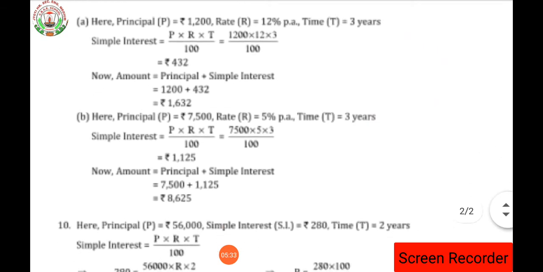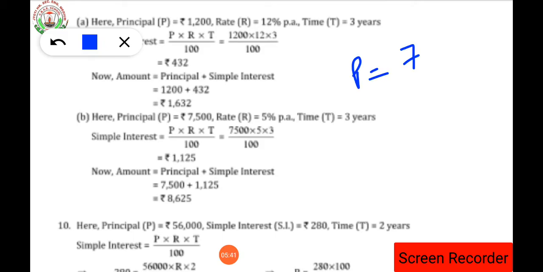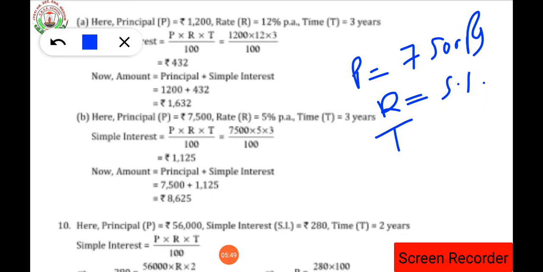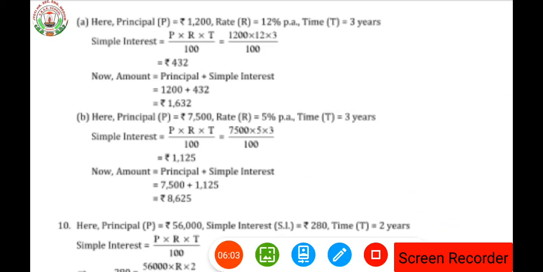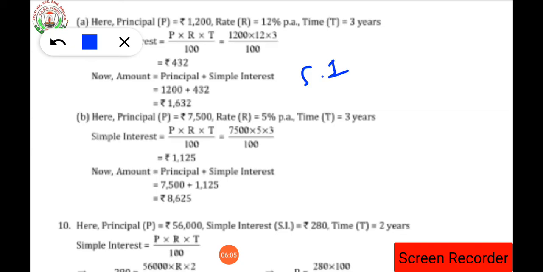Now the B part solution, B part of question number 9. What do we have here? Again the principal is given as rupees 7500, the rate is given as 5% PA, that means per annum, and the time is given as 3 years. Now what is the simple interest formula? SI is equal to P into R into T upon 100, isn't it? So what is the value of P? P is 7500, so 7500 into 5 into 3 upon 100.